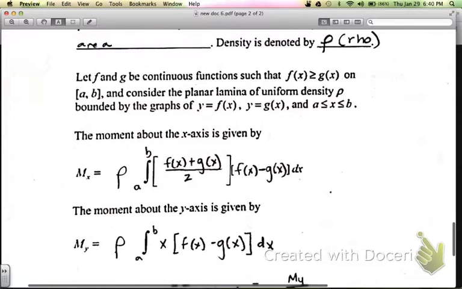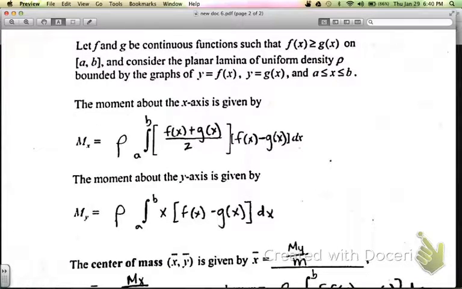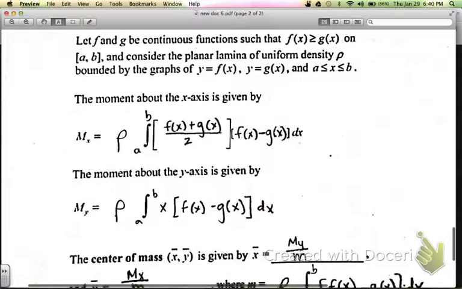And density is denoted by the Greek letter rho, and it looks like a P kind of, but it's called rho. So here's where calculus comes into play, because so far we haven't really looked at a lot of calculus in this lesson. It says let f and g be continuous functions such that f(x) is greater than or equal to g(x), so that f(x) is the function on top, on some continuous interval from a to b. And consider the planar lamina of uniform density rho bounded by the graphs of y = f(x) and y = g(x). So it says the moment about the x-axis is given by M_x equals that formula, so go ahead and write that down. And the moment about the y-axis is given by M_y with that formula. So they're similar formulas and they're different. They both have this f(x) minus g(x) piece to them.